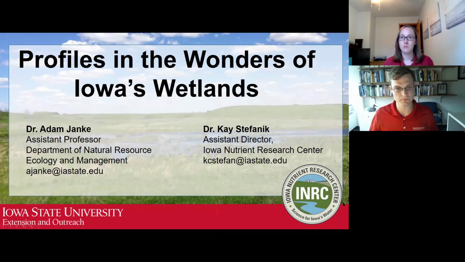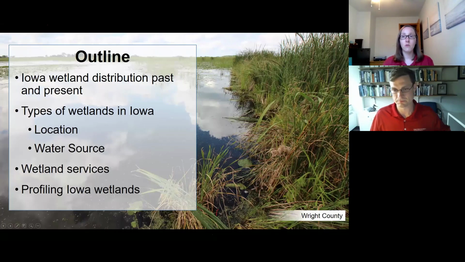So for our webinar today, we're going to be going over 4 main topics. These are going to include distribution of wetlands in Iowa, both past and present, the types of wetlands we find in Iowa based on their location as well as their water source, the various ecosystem services wetlands provide, and last but not least, we will be going over some of the more notable wetlands that we see in Iowa, and we're also going to be introducing a video project that we're going to be completing over the course of the next 12 months.